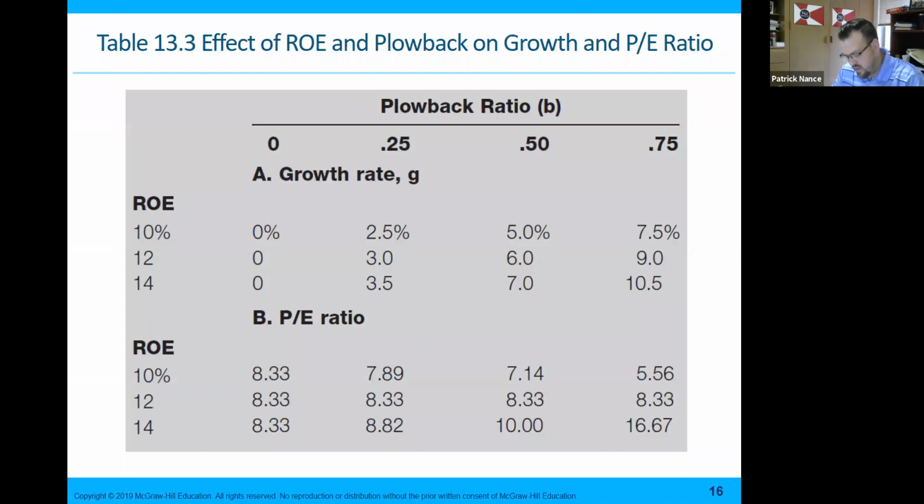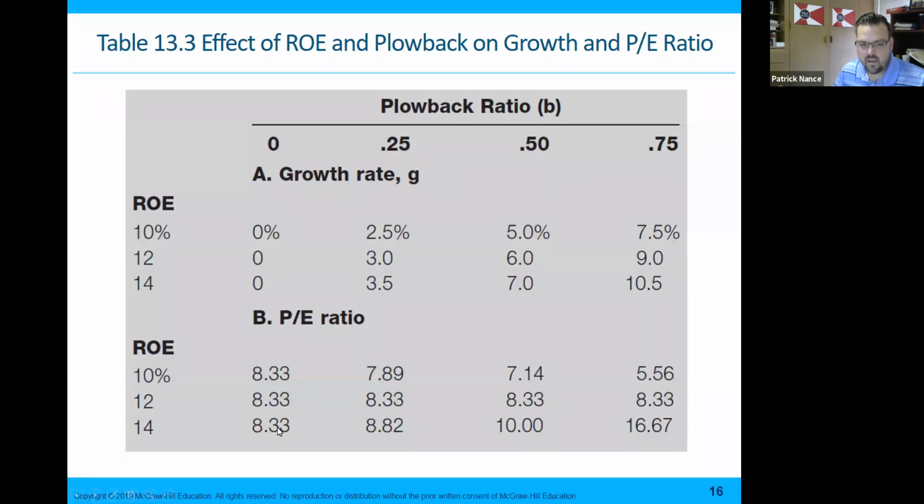So in table 13.3, we use the equation that we just looked at to compute both the growth rates and the PE ratios for different combinations of return on equity and B. While growth always increases with the plowback ratio, if you move across the rows in panel A, the PE ratio does not move across the rows in panel B. In the top row of panel B, the PE ratio falls as the plowback rate increases, and the middle row is unaffected by the plowback rate.